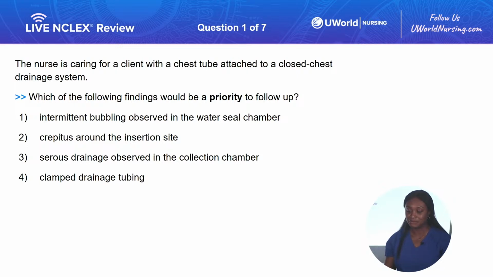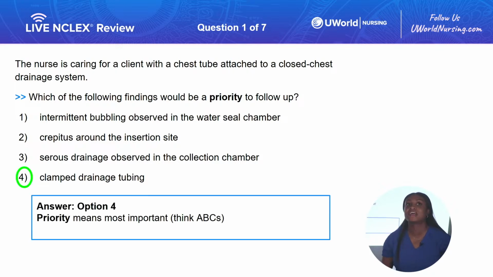Very good. We're going to move on because people are just acing this question. It is option 4, a clamped drainage tubing. A closed chest drainage system, which is a chest tube, helps to re-inflate a lung or the pleural space, or to drain out any excess fluid or drainage that is in the pleural cavity, to help re-expand that lung and give that negative pressure back. So if the drainage tube is clamped, then that defeats the whole purpose of the drainage system.